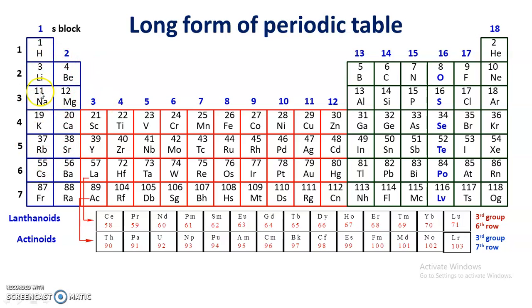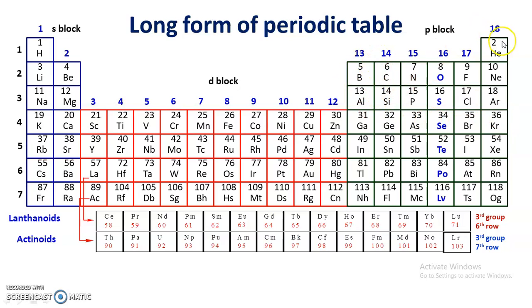These are the s block elements, group 1 and 2. Then from group number 3 to group number 12, these are the d block elements, because here the d orbital is in the process of filling. Therefore these are called d block elements. Lanthanum and actinium are also d block elements.